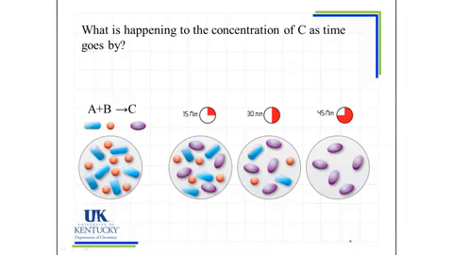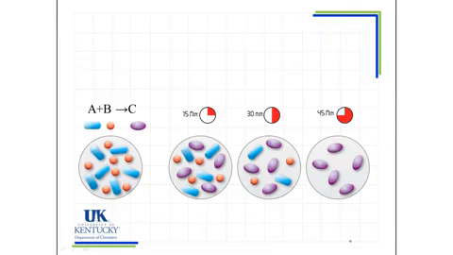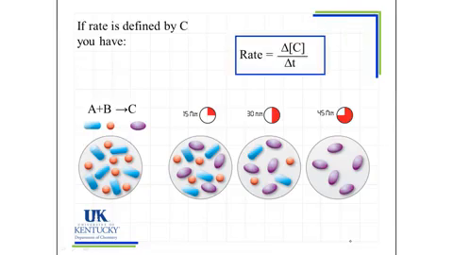Now let's look at C. C is our product. What's happening to it as time goes by? Well, it is increasing. We're getting more and more of it. So if we're monitoring the rate of the reaction in terms of this C, we are not going to have that negative sign in there. We can just do change in concentration of C with respect to time. No negative sign is needed.